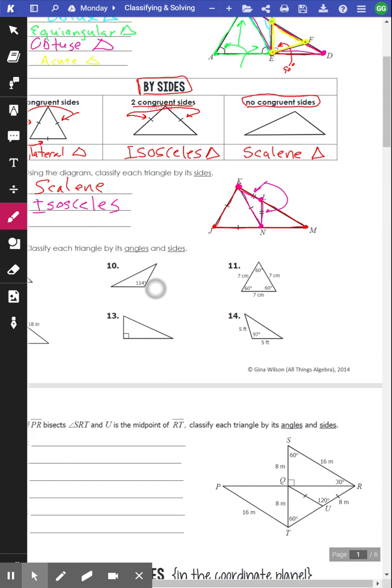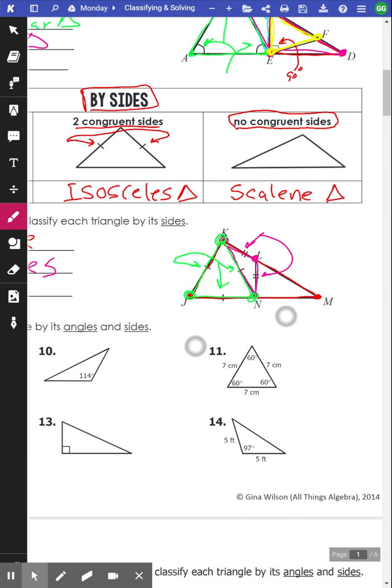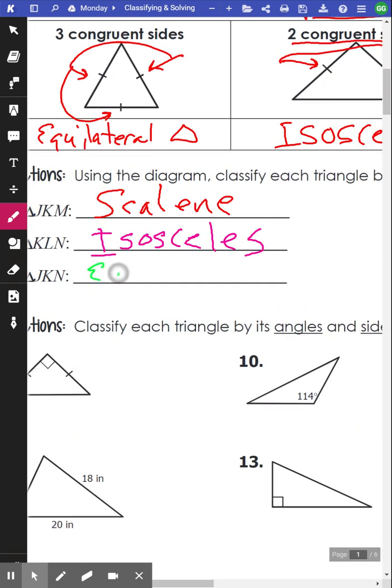Last but not least, we have JKN. Notice that mark, that mark, that mark. All three are the same, all three are equal. So this is an equilateral.